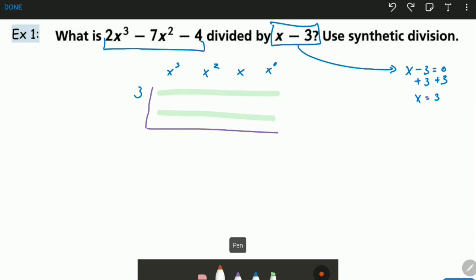Now the coefficient with x to the third is 2, so I'll put 2 right here. The coefficient with x squared is negative 7. The coefficient with the x to the first power, well, there is no x to the first, so that is going to be 0, our placeholder. And the coefficient with x to the 0, or basically the constant term, is negative 4.